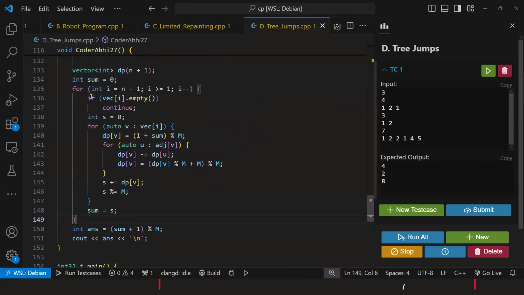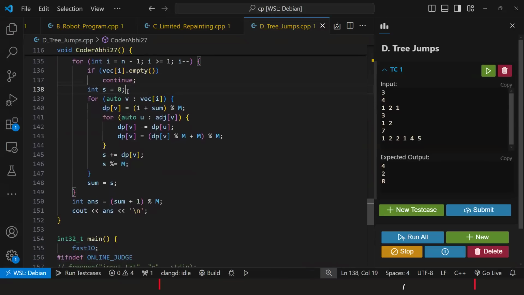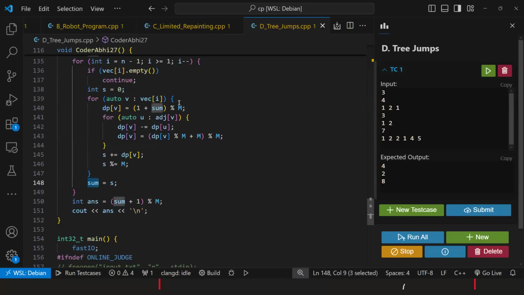You can see how I compute my DP from n minus 1 to 1. If my vec i is empty, so for the levels which don't exist, I just put a continue. Now when I start with the levels which exist, you'll see when I compute the DP states of this level, I'll compute their sum in the variable S. And then finally, I'll update my sum to S. So when I move to the next level, this is my updated sum of the previous level. In S, I'll compute the sum of my current level. Sum stores the sum of my previous level.